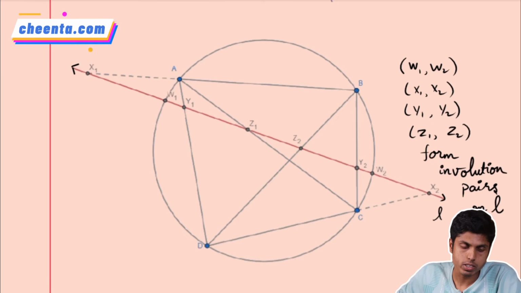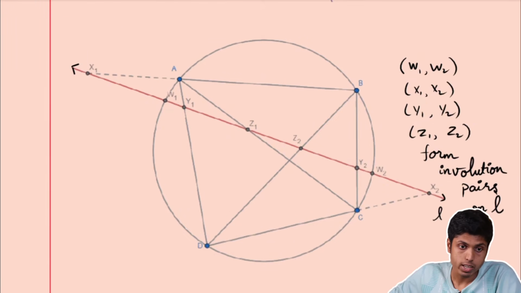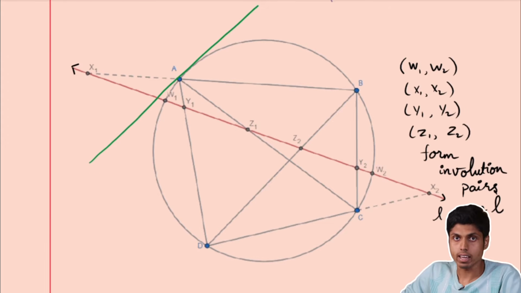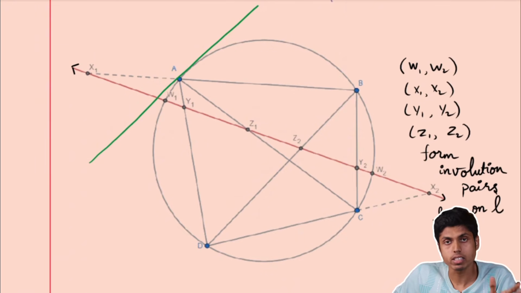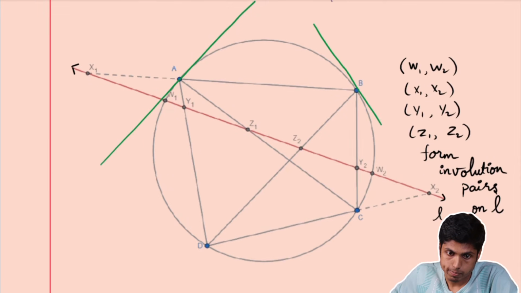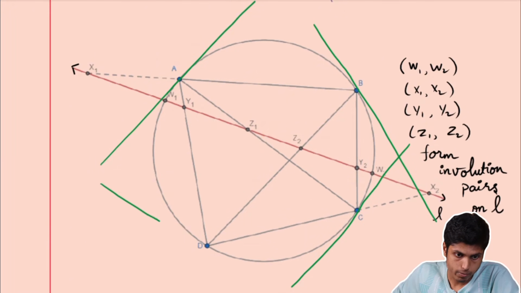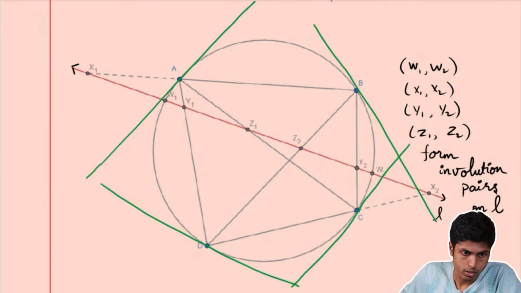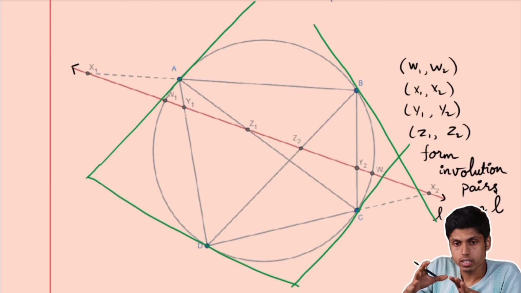First, we construct the polar of A. So it would be the line tangential to the circle at A, because A inverts to itself as it lies on the circle. We get a tangent like this. Then the tangent at B will be the polar of B. The tangent at C, the polar of C. The tangent at D would be the polar associated with point D. So thus, we converted the points A, B, C, D into lines.